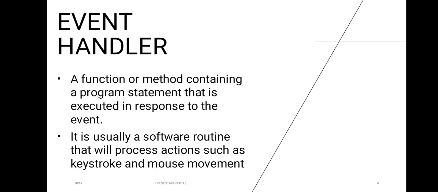Now, let's proceed to event handler. An event handler is a function or method containing a program statement that is executed in response to the event. Aside from that, it is usually a software routine that will process actions such as keystrokes and mouse movement. So our keywords here for event handler are function, method, or software routine. Those are the keywords that you should keep in mind when we're talking about event handler.